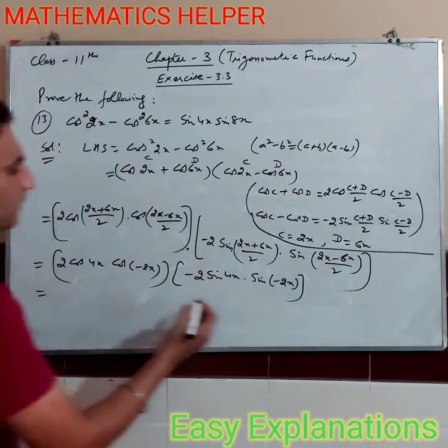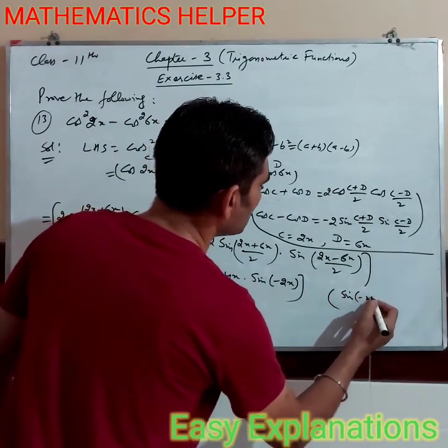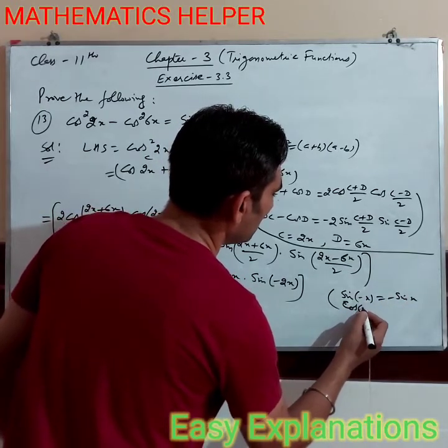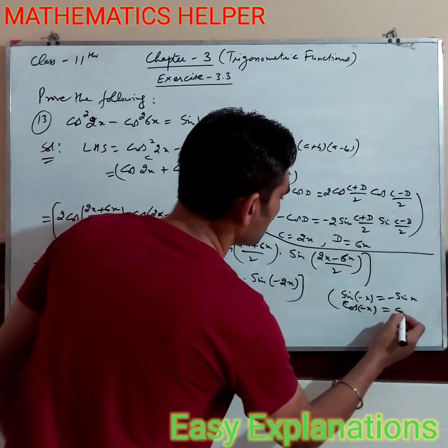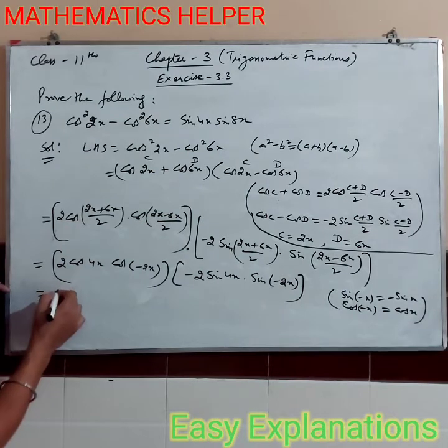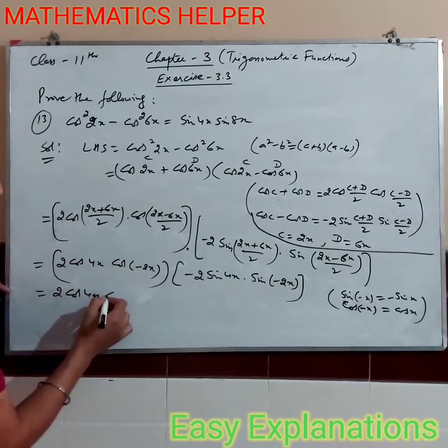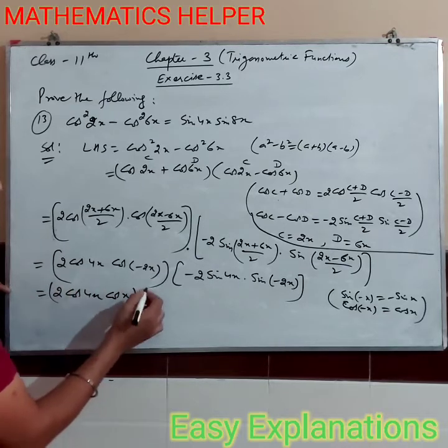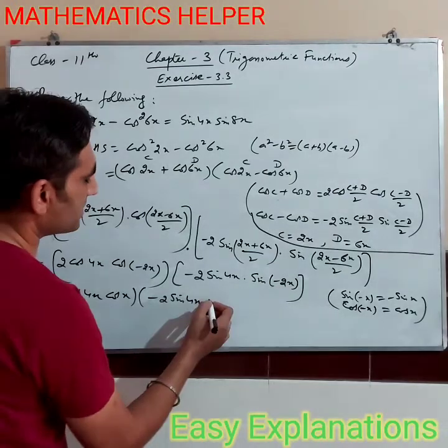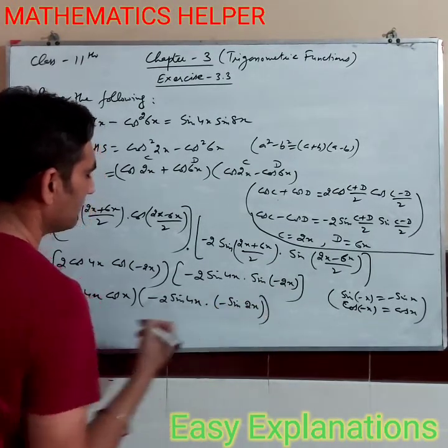Now we have to use two more formulas. Try to remember: sine of minus x is minus sine x, and cos of minus x is cos x. You can read it as theta also, this x. So we have to use the formulas here. 2 cos 4x, cos of minus 2x is cos 2x, and minus 2 as it is, sine 4x as it is. Sine of minus 2x will be minus of sine 2x.